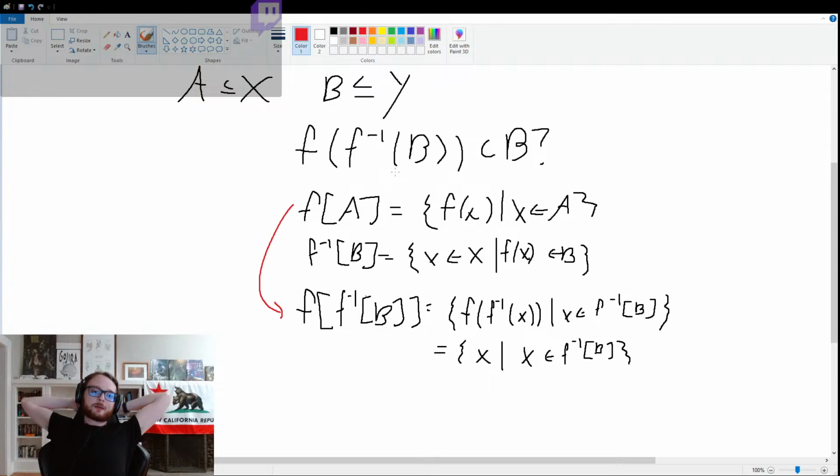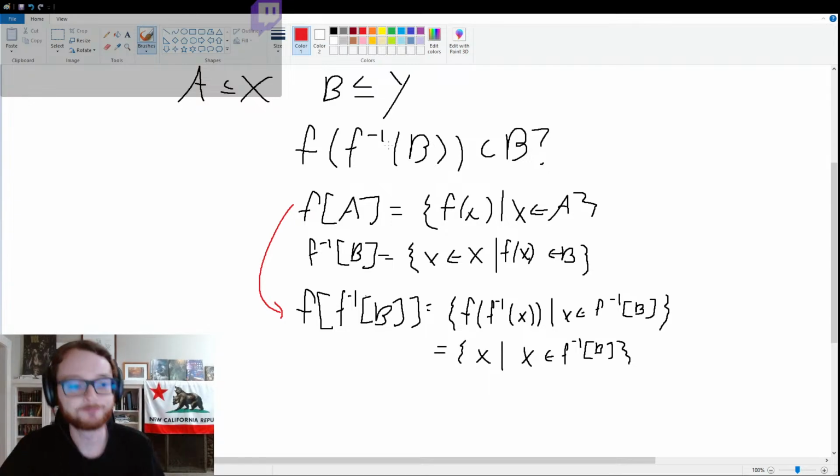Is the function f map the preimage of B? I don't get this. I feel like this thing can't be true, but I don't know. I don't think I'm able to answer this question.